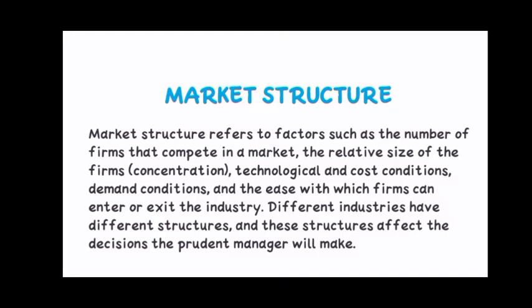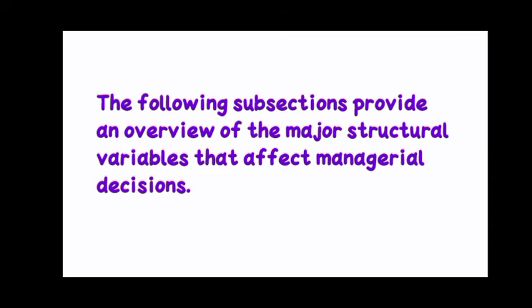Market structure. Market structure refers to factors such as the number of firms that compete in a market, the relative size of the firms, technological and cost conditions, demand conditions, and the ease with which firms can enter or exit the industry. Different industries have different structures, and these structures affect the decisions a prudent manager will make. The following subsections provide an overview of the major structural variables that affect managerial decisions.